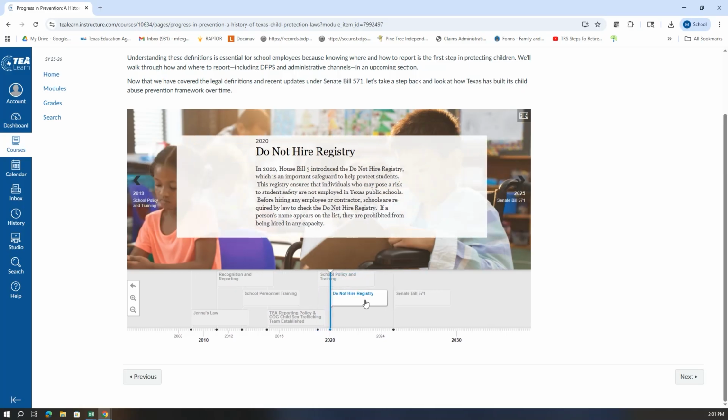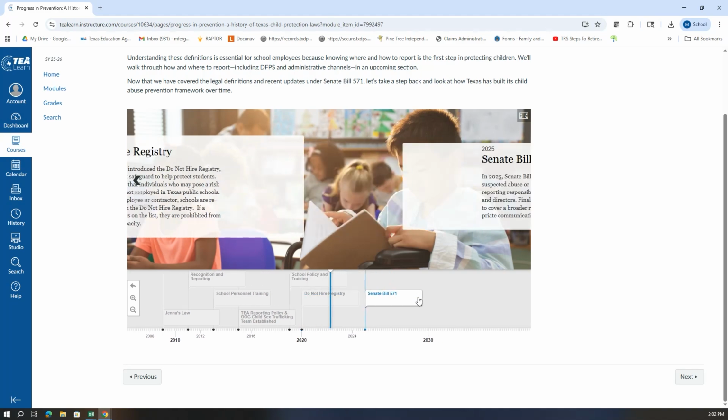In 2020, the Do Not Hire Registry was formed, which is an important safeguard to help protect students. This registry ensures that individuals who may pose a risk to student safety are not employed in Texas public schools. Before hiring any employee or contractor, schools are required by law to check the Do Not Hire Registry. If a person's name appears on this list, they are prohibited from being hired in any capacity.